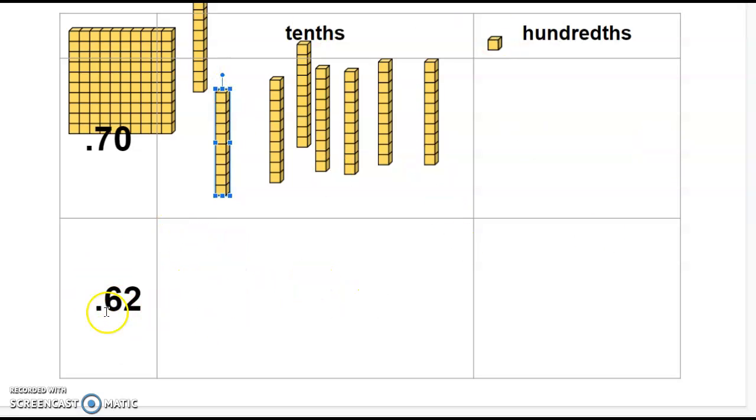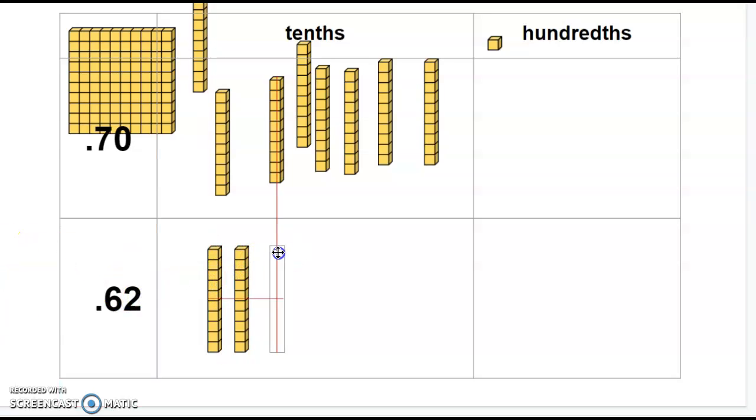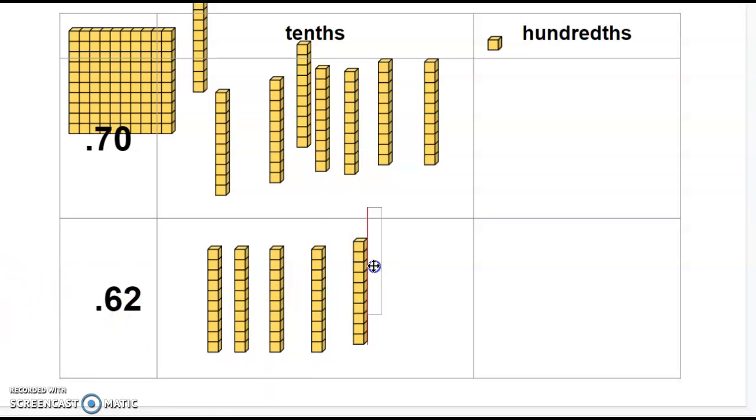Well, how many tenths do I have in the second one? 62 hundredths. Well, I have 6. I've got to move 6 over. 1, 2, 3, 4, 5, 6. I have 6 there. And then how many do I move over to the hundreds place? 2. 1, 2.